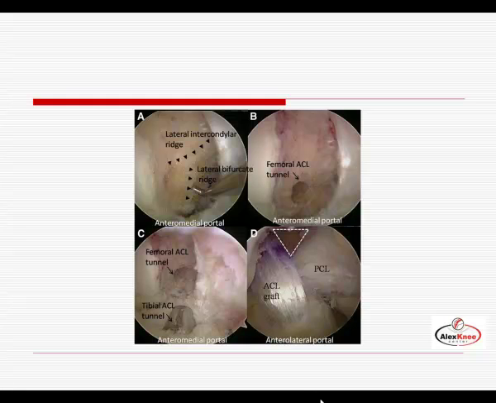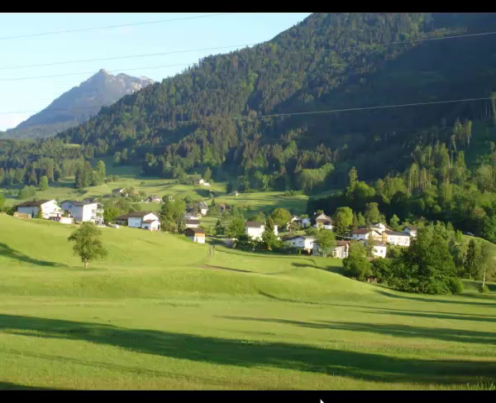Again, to confirm this important piece of information, this is the lateral intercondylar ridge, and this is the lateral bifurcate ridge at the medial aspect of the lateral femoral condyle. Anterior to the lateral bifurcate ridge is the location for tunneling of the PL, and posteriorly is the location for tunneling of the AM. This is the femoral ACL tunnel. It's been done already. This is the ACL graft test.